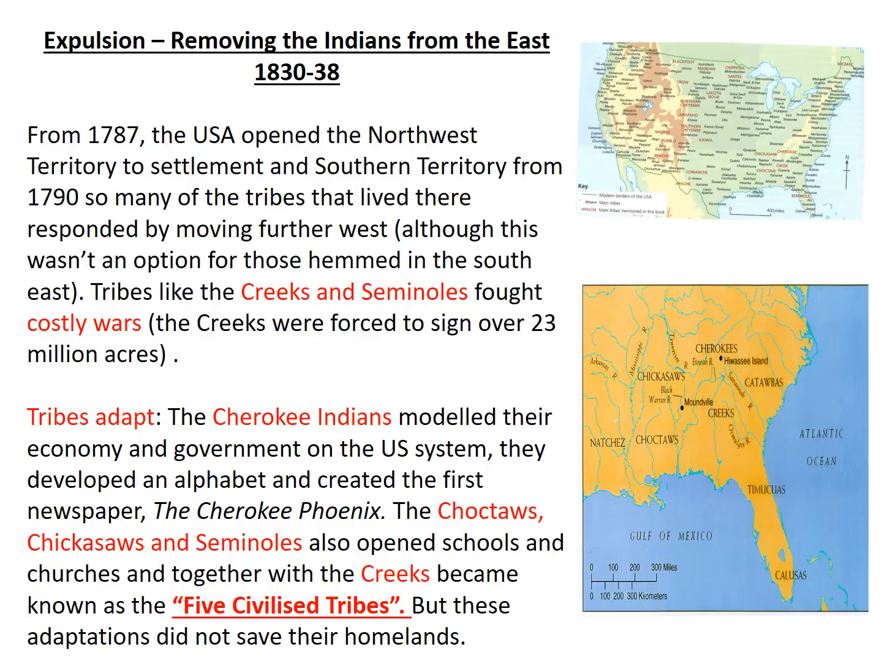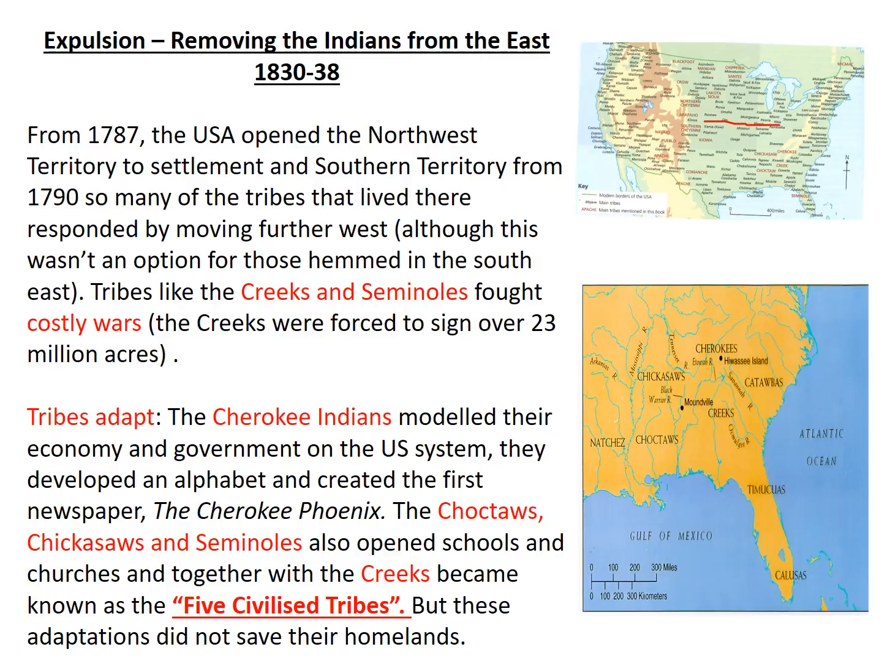And of course there's the other human tragedy of the treatment of the Native Americans, the Indians in the East. So the Northwest Territory is open to settlement, the Southern Territory from 1790. A lot of those tribes that live there, what we're going to see happen is a lot of those tribes flee from the settlers and they go over towards the west.